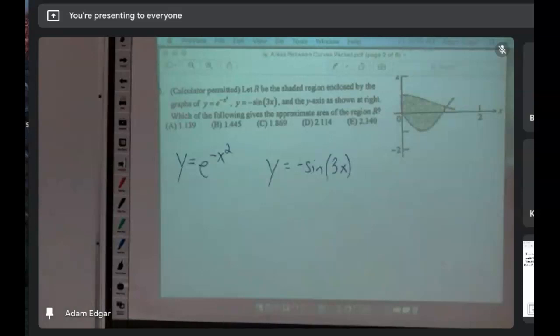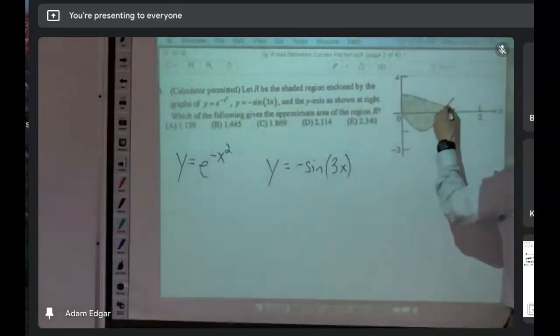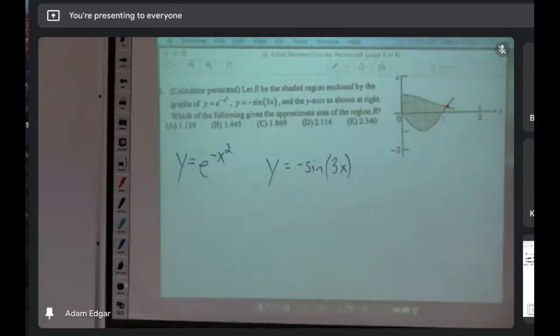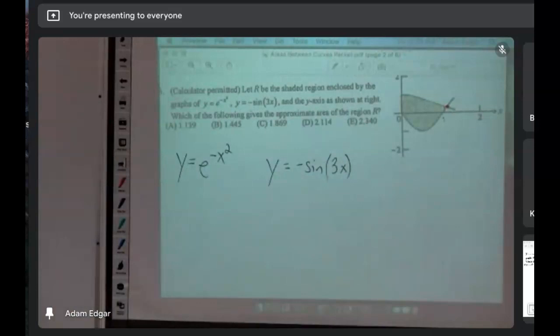No, it's not 1. They don't intersect at x equals 1. They intersect at, here's 1, and here's where they intersect, a little bit past 1. So you need to also find the intersection point. And that's also something you have to do with the calculator.